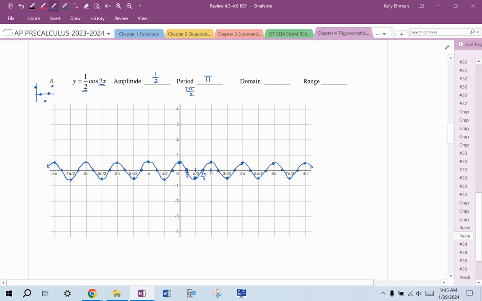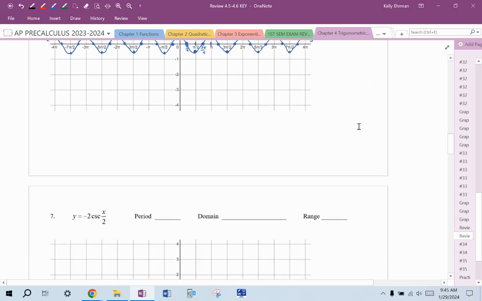For a cosine graph, the arrows have to be curving down. I'll dock a little half point or something if you have it shooting up, because that's inaccurate. The cosine graph does not reach past +1, so be careful with that. And then domain and range. It's a cosine graph, so all real numbers. And the range goes from -1/2 to +1/2.